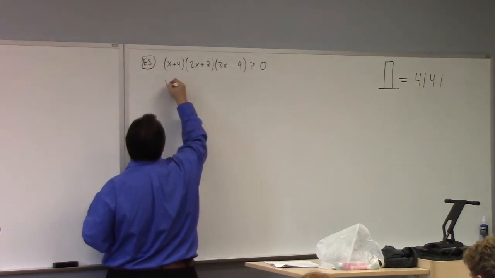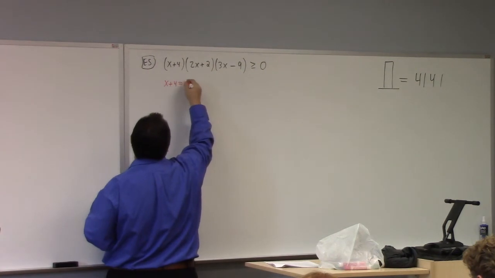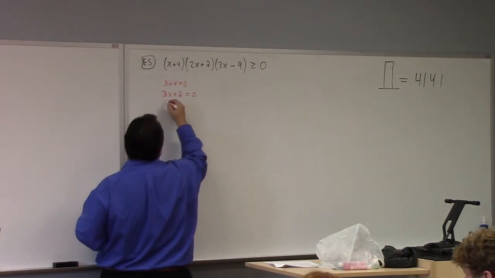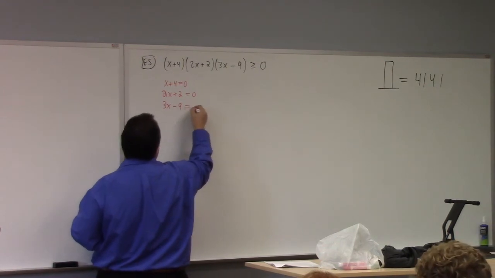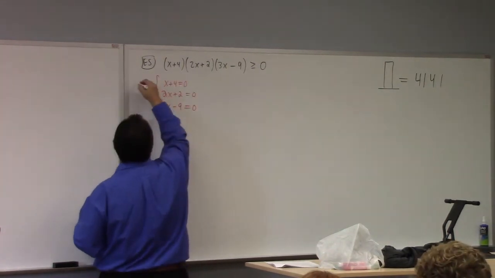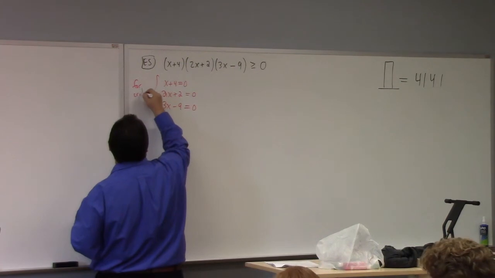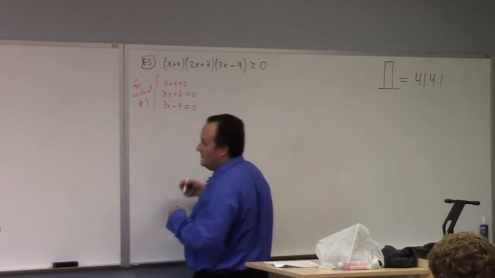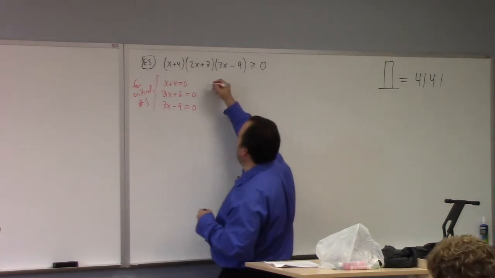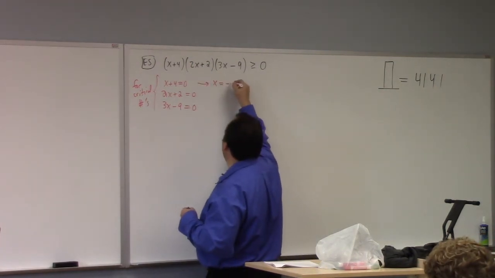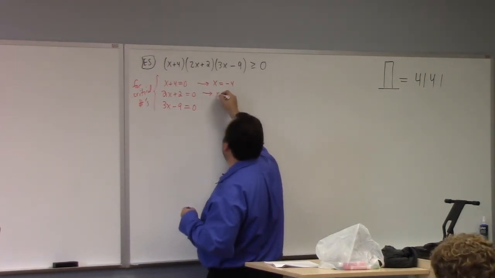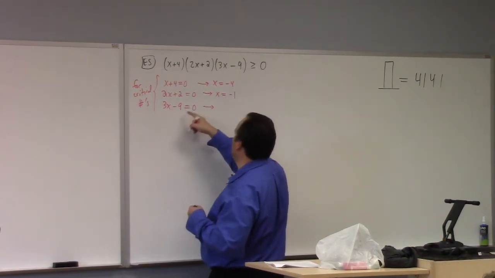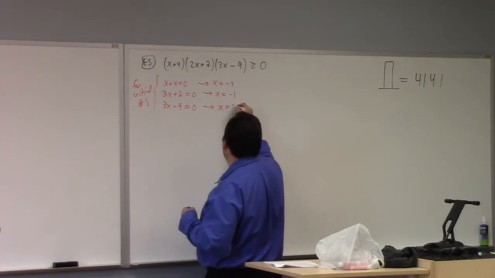So what we want is we either want x plus 4 equals 0, or we want 2x plus 2 equals 0, or we want 3x minus 9 equal to 0. These are for critical numbers, right? For critical numbers, we want one of these equations to be true, right? So this gives me x equals minus 4. This gives me x equals minus 1. And this one gives me x equals 3 if I work it out, okay?